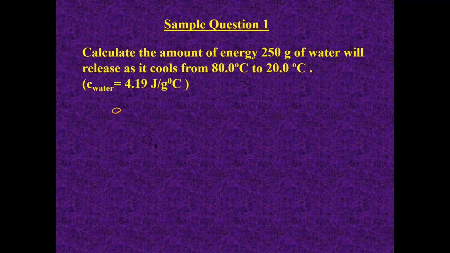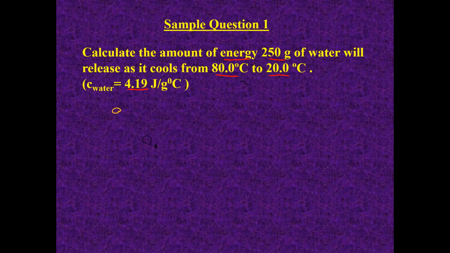Okay, this week we are going to work on the calculations. So get your calculators out and let's go through these. Sample question: calculate the amount of energy, in joules, that 250 grams of water will release as it cools from 80 degrees Celsius to 20 degrees Celsius. And the specific heat of water, as we learned last week, was 4.19 joules per gram degrees Celsius.